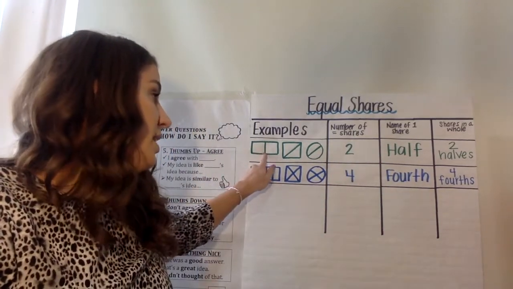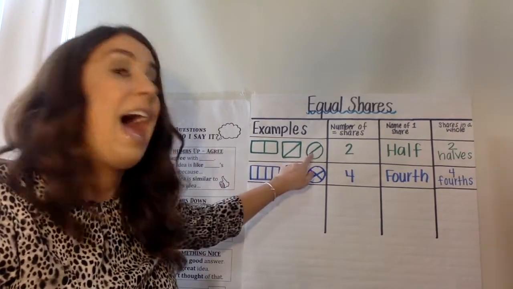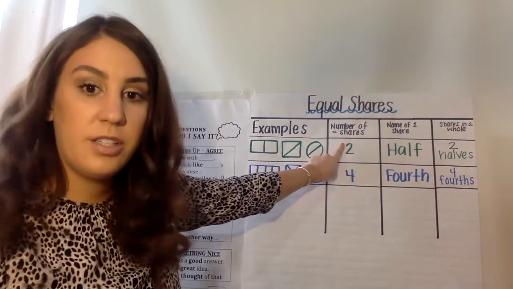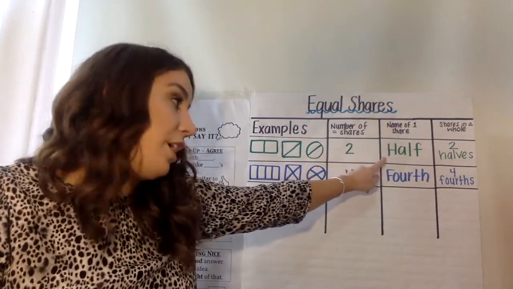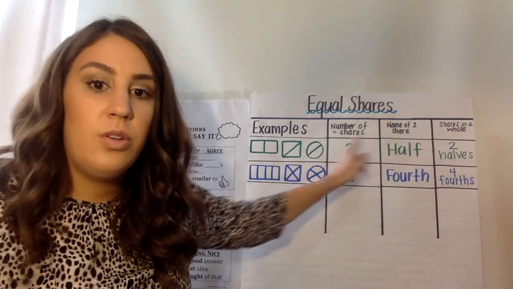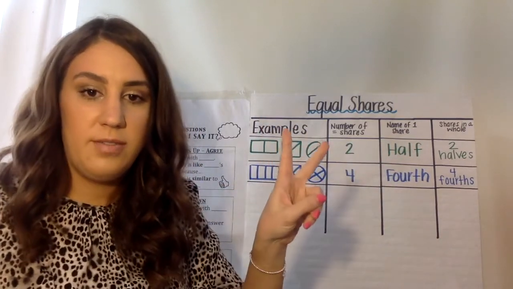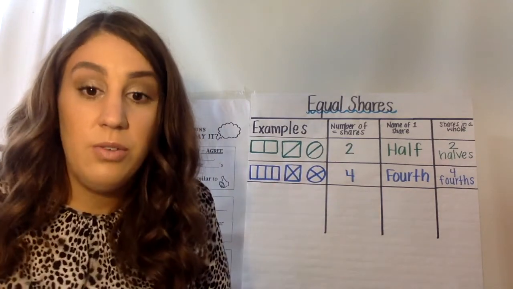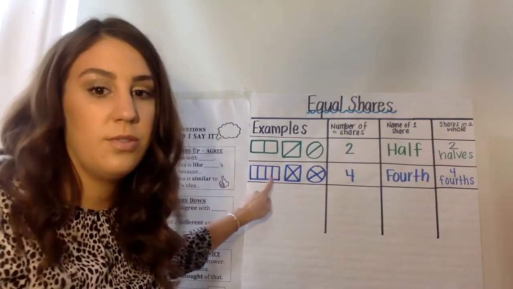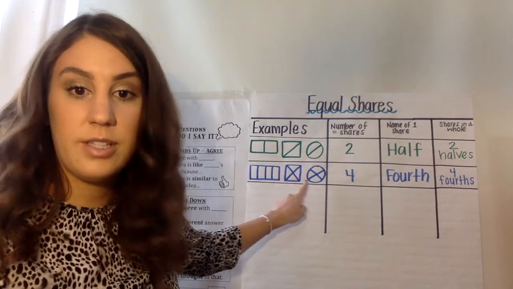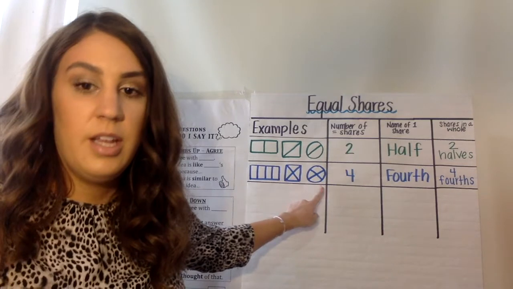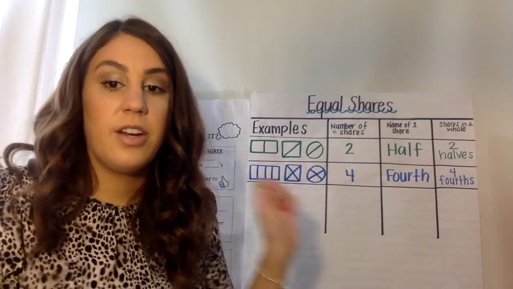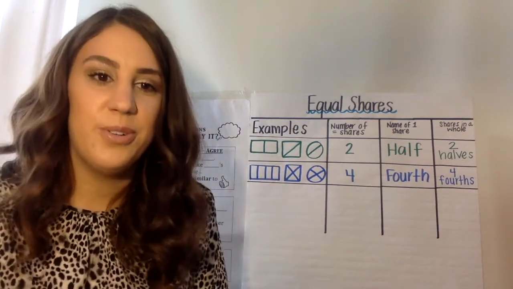Here we have a rectangle that's split in halves, a square that's split in halves, and a circle that's split into halves. So the number of shares are 2. And the name of those shares are halves. In a whole shape here, there are 2 halves. This down here is from our lesson today. Today we talked about fourths. So I have a rectangle split into fourths, a square split into fourths, and a circle that's split into fourths. The number of shares here are 4. They are called fourths, and there are 4 fourths in a whole.